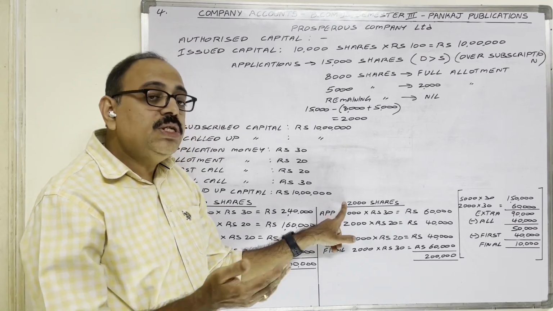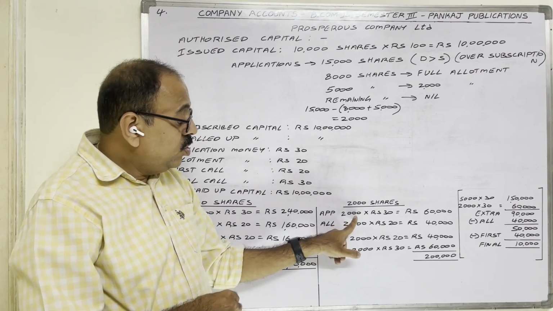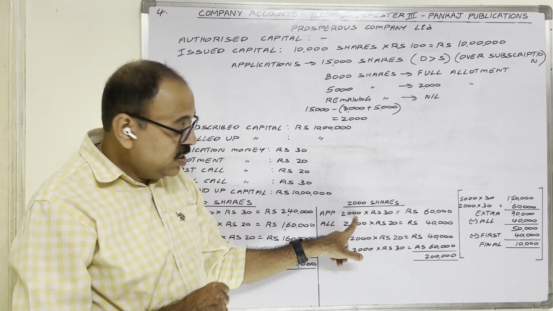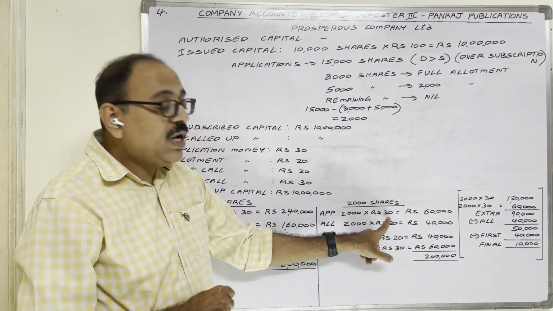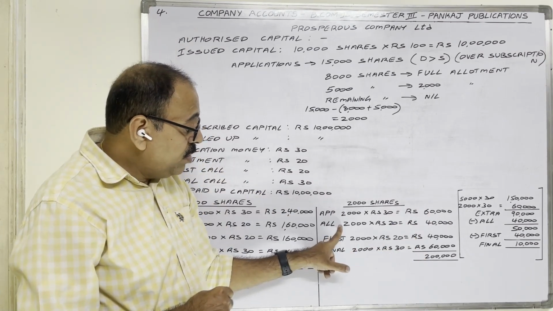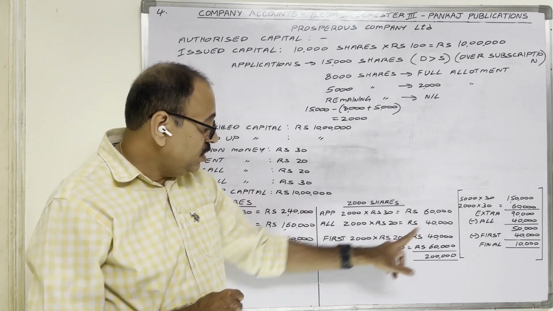First of all, how much they should pay we will see. Application money on 2,000 shares, because finally company allotted 2,000 shares only to them. On 2,000 shares at the rate of 30 rupees each, 60,000 they should pay. Allotment money on 2,000 shares at the rate of 20 rupees each, 40,000.